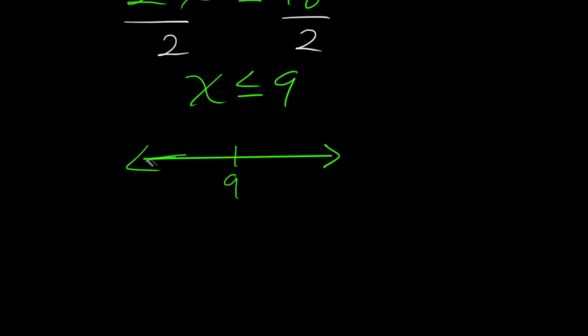X is less than or equal to, we're going to go to the left. Or equal to means, again, to close the circle. With interval notation, we'll start with negative infinity, and we're going all the way up to 9, and including the 9, so we'll need a bracket.